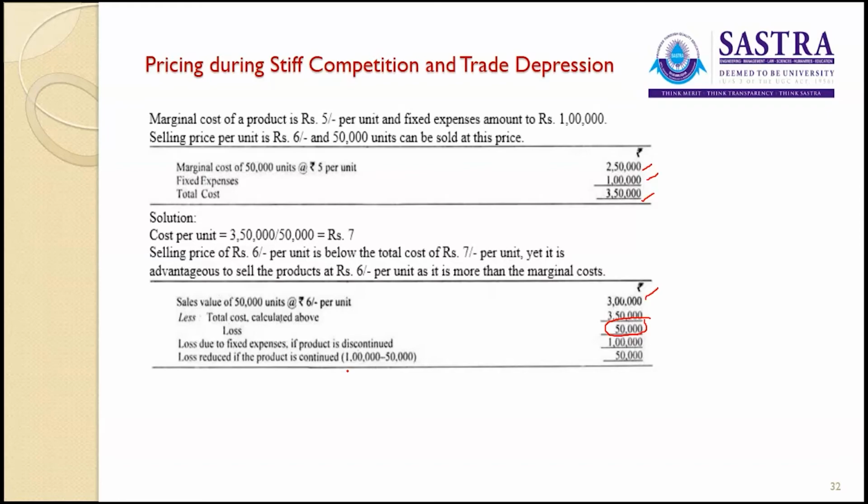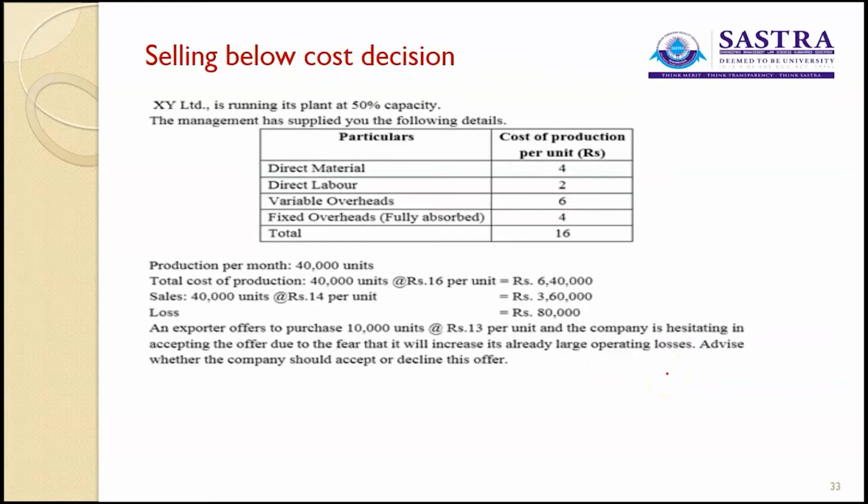So in this case, the 50,000 loss can reduce your fixed cost. So loss due to fixed expenses, if the product is discontinued, is 1 lakh. But the loss is reduced. We don't have any gain, but the loss is reduced if the product is continued. So 1 lakh minus 50,000, we'll get 50,000. So it is better to continue even during the stiff competition.